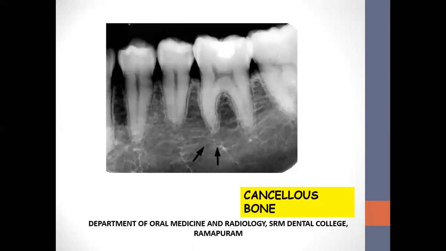The fourth supporting structure is the cancellous bone, also called the trabecular bone or spongiosa, that lies between the cortical plates in both the jaws. It is composed of radio-opaque plates and rods, which are the trabeculae, surrounding many small radiolucent pockets of marrow.